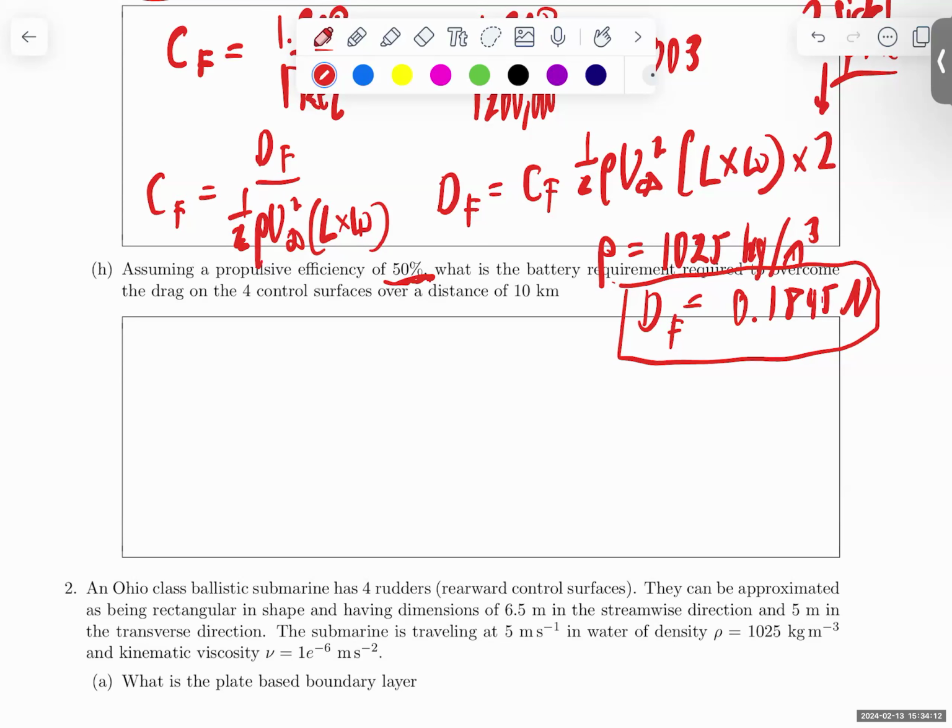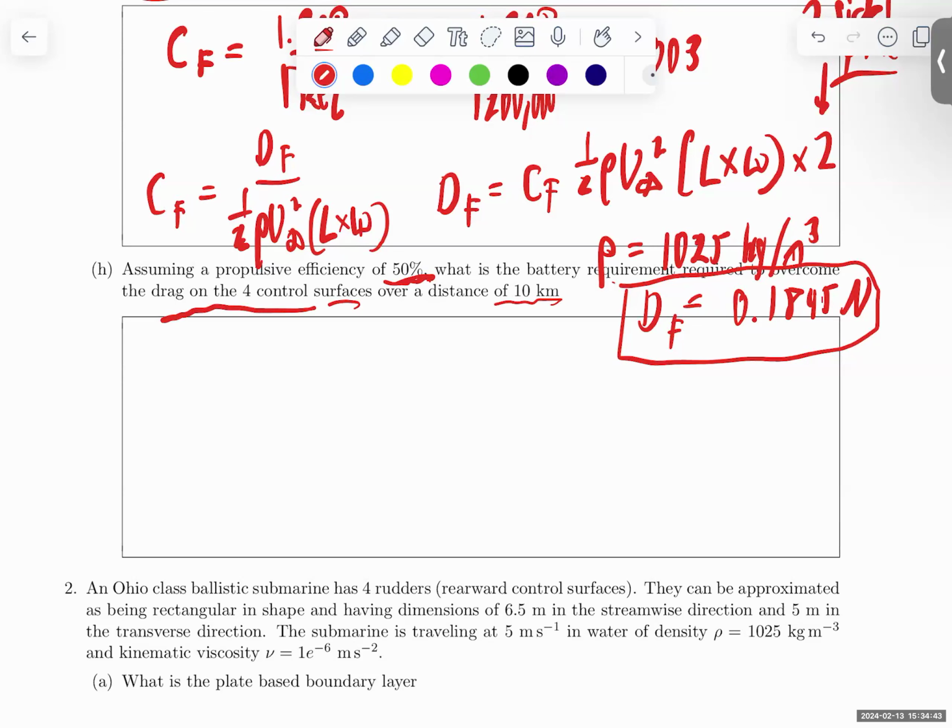So we're saying it's 50%. Let's say we have 4 of these control surfaces, and we have to drag them 10 kilometers. We're trying to figure out how much energy this is going to take, knowing that we're losing 50% of it to not being propulsively useful. We're trying to figure out how much battery energy is going just to dragging these control surfaces, not the fuselage of the vehicle itself, which is probably going to be a greater source of loss simply because the surface area is more.